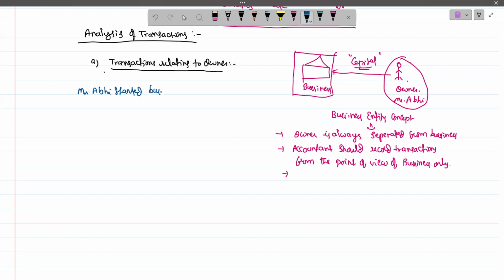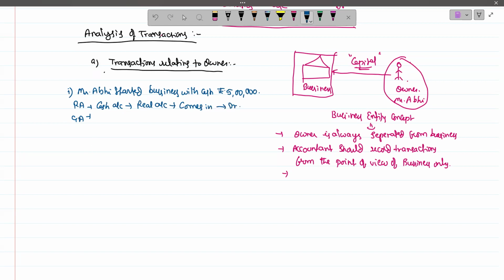For example, Mr. Abhi started business with cash, rupees 5 lakhs. Then what is the receiving aspect and giving aspect? We received what? Cash. We have to think from the point of view of the business only. Cash is a real account. And what is the rule for a real account? Debit what comes in, credit what goes out. Here cash comes into the business, so that account is debited.